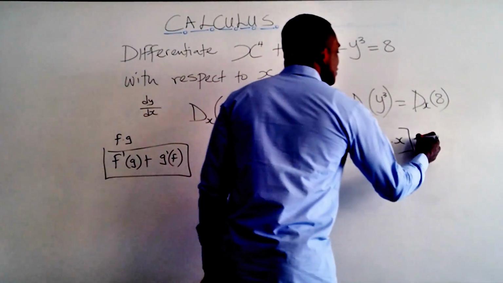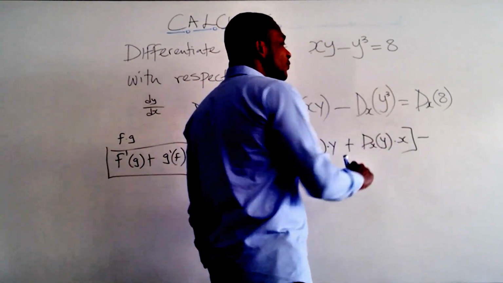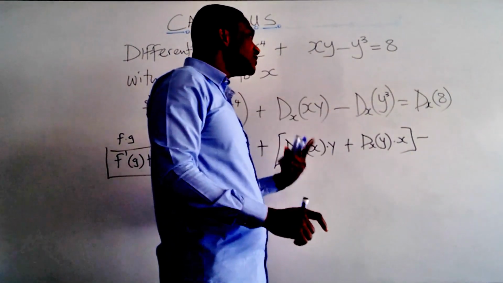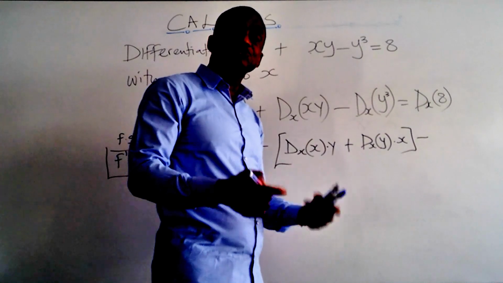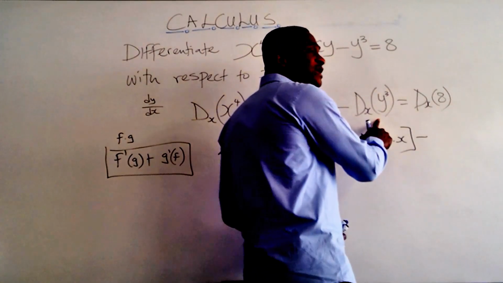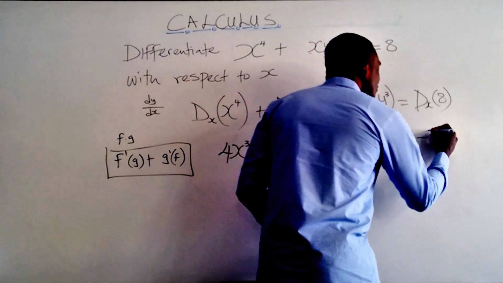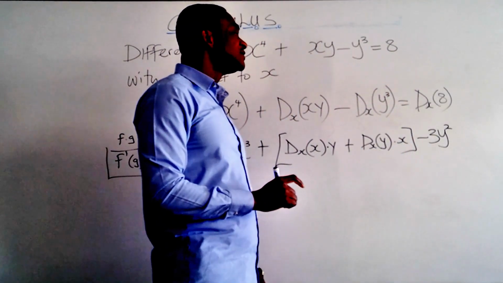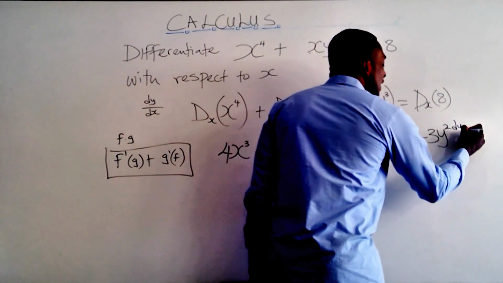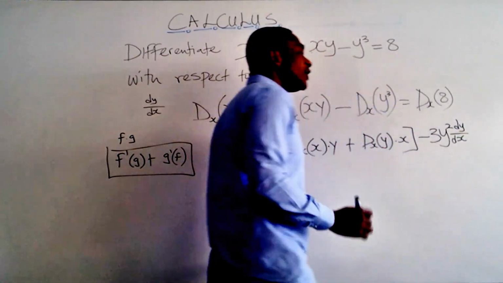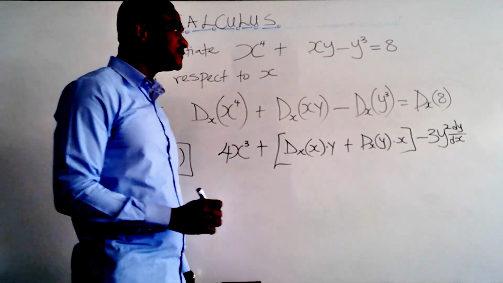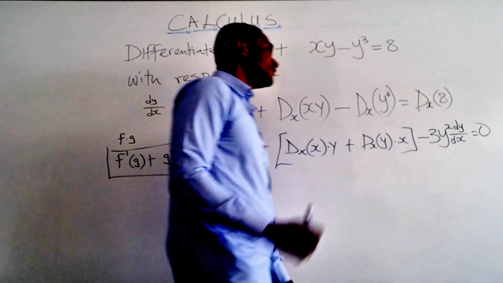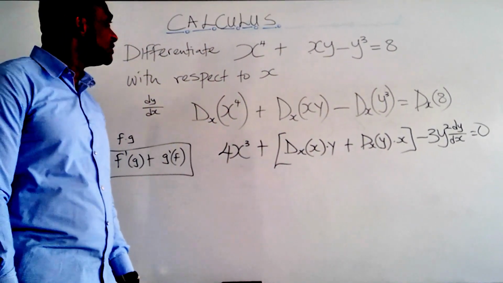And then minus, differentiate y cubed with respect to x. That is not directly possible. So if we differentiate, we'll still put the dy over dx to show that we didn't differentiate with respect to x. So we have the derivative of y cubed, which is 3y squared, but we will still have our dy over dx, showing that we didn't differentiate with respect to x. Then the derivative of a constant is 0.